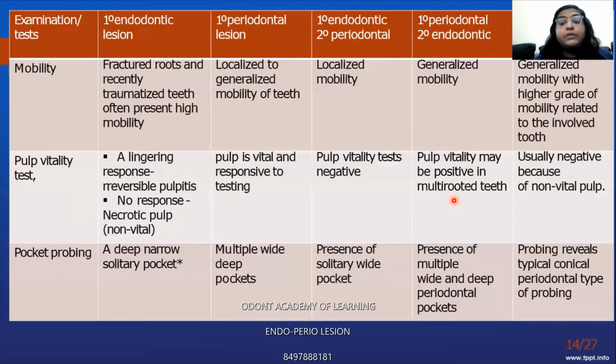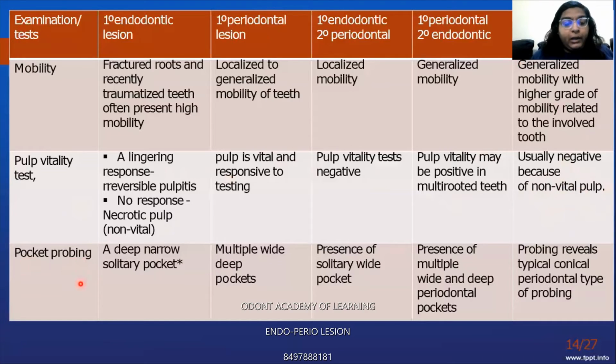So this false positive response happens in primary perio and secondary endo lesion in the case of a multi-rooted tooth. In a true combined lesion, that means now it is a more advanced state. So in an advanced state, you will usually get a negative response because now the entire tooth would have become non-vital. Okay.